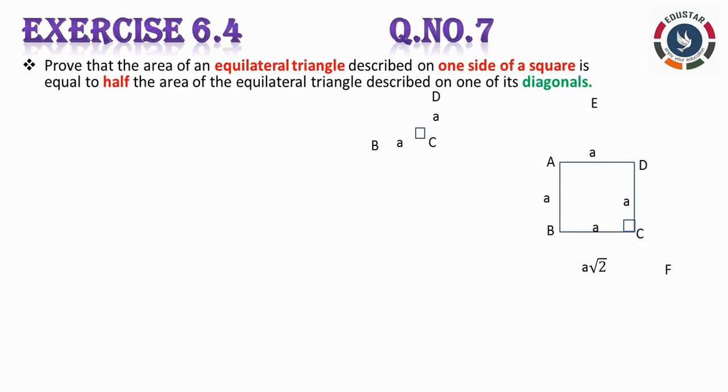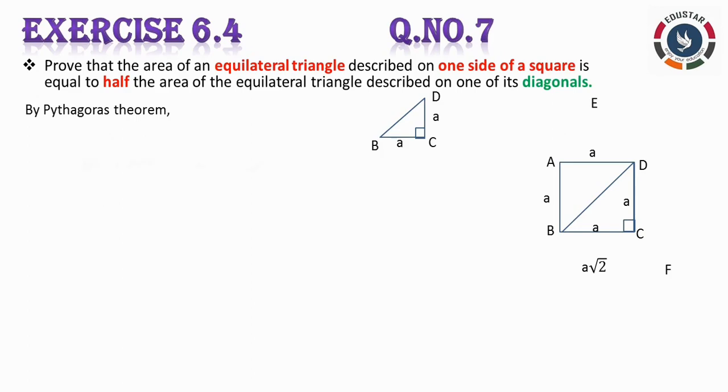Let us draw one square of side a. And what are the diagonals here? AC and BD. What about the angle in the corner? Each is equal to 90 degrees. So, look at the diagram. Triangle BCD, right angle at C. And which theorem can be applied here to find the diagonal? Yes, it is the Pythagoras theorem.